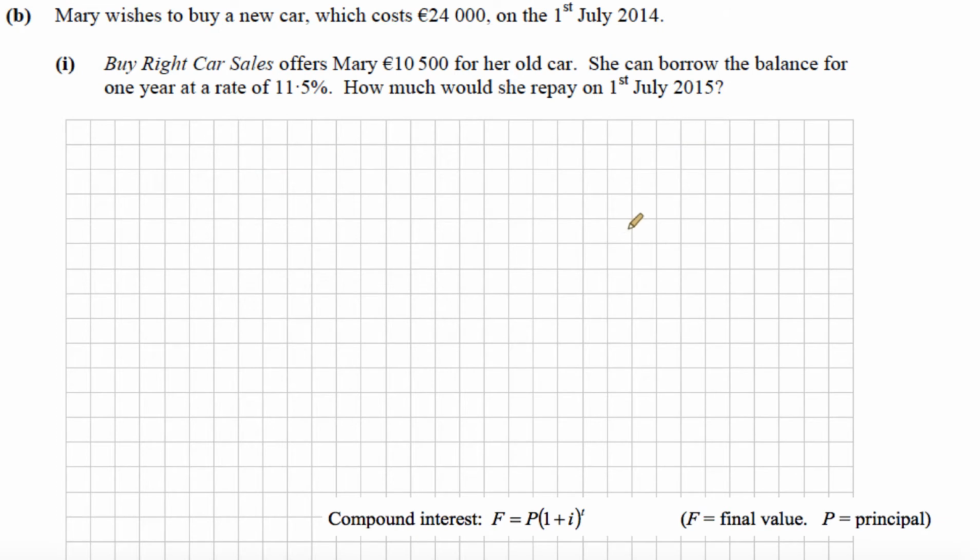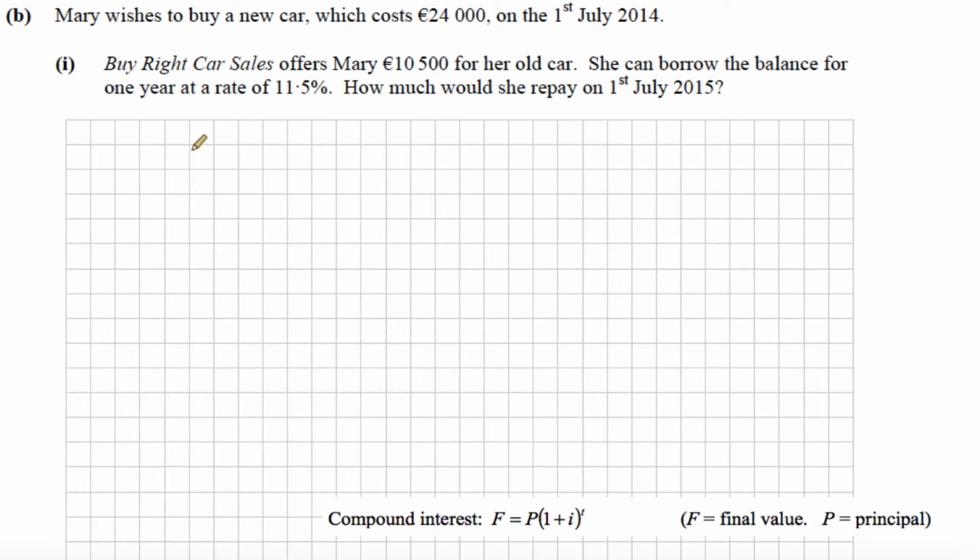Part B says Mary wishes to buy a new car which costs 24 grand on the 1st of July 2014. Part 1 says Buy Right Car Sales offers Mary 10,500 euro for her old car. She can borrow the balance, which is the rest, for 1 year at a rate of 11.5%. How much would she repay on the 1st of July 2015? So that's 1 year later. How much would she repay?